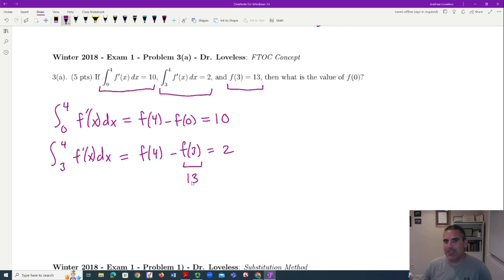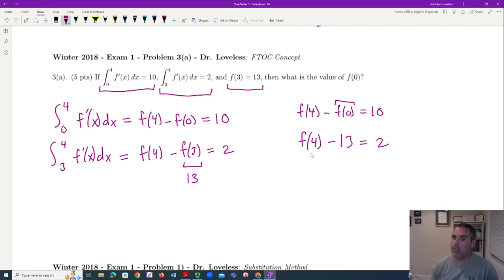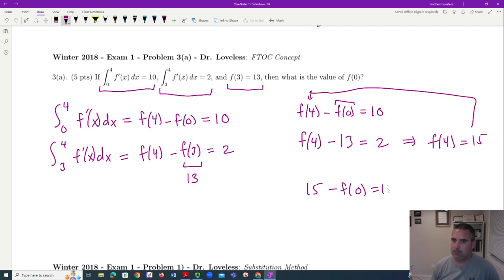Can you find a way to solve this? So that in itself will do it. You could also think in terms of area, but let's just think about this. So if I know that f of 4 minus f of 0 is 10, and I know that f of 4 minus 13 is 2, can you figure out what this is? So you can see I haven't really thought about my approach yet. I just was writing down exactly what they told me. So this means that f of 4 has to be 15. And so I have 15 minus f of 0 is 10. So f of 0 has to be 5. Done.